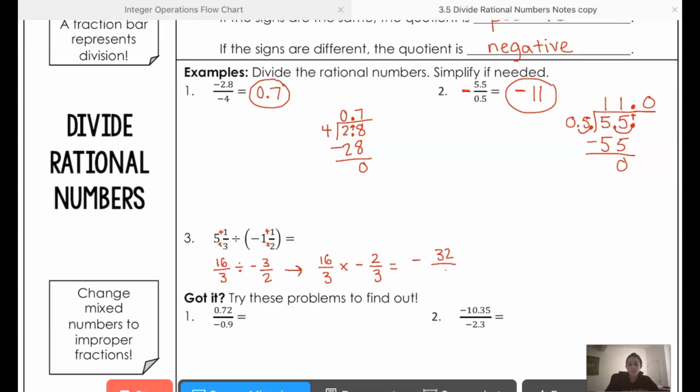That is an improper fraction, so we want to make it a mixed number. Don't forget that negative, put that negative there. And 9 goes into 32 3 times. And 3 times 9 is 27, with 5 left over out of 9. So your final answer on number 3 is negative 3 5/9. So a lot of steps on that one. You have to make everything improper, and then you have to multiply by the reciprocal.